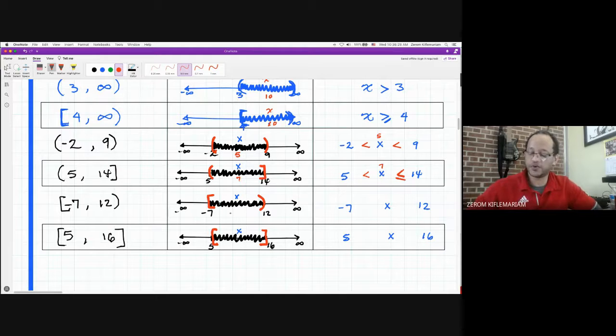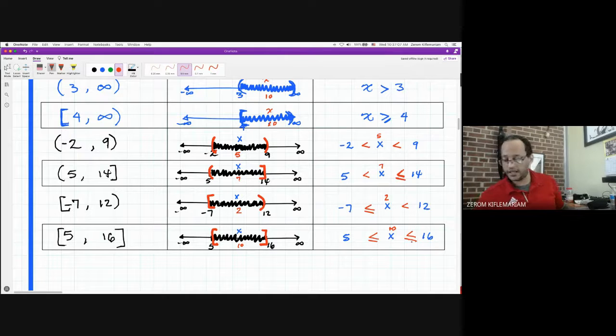The next one over here is between -7 and 12. Let's say 2. If I plug in 2, what happens? -7 is less than 2. 2 is less than 12. But this time, -7 is included because it is a bracket. The last one, between 5 and 16, let's say 10. 5 is less than 10, true. 10 is less than 16, true. But this time, both the left side and the right side are brackets, so it becomes less than or equal to.